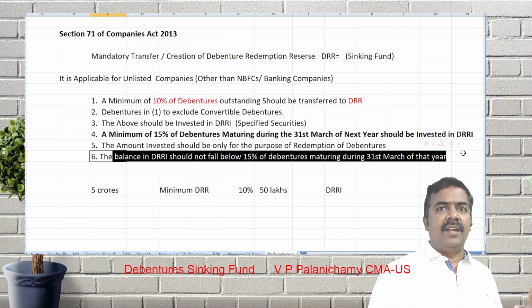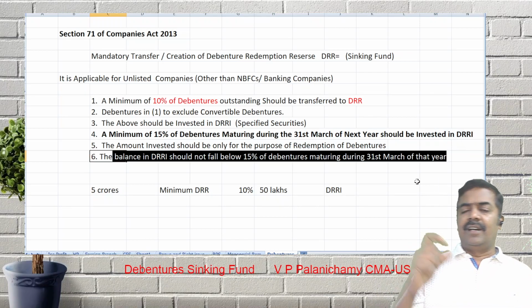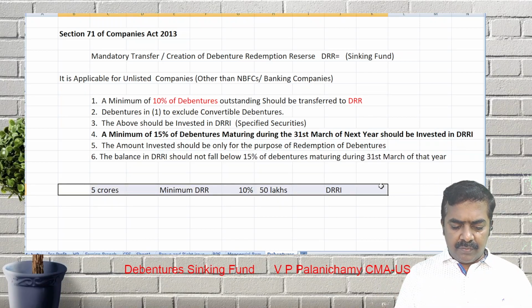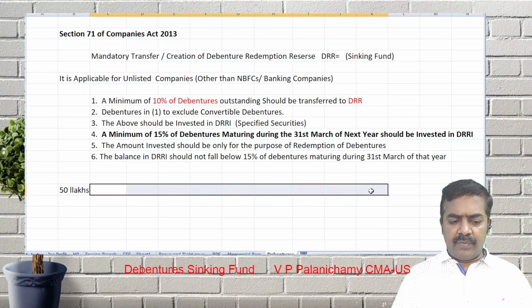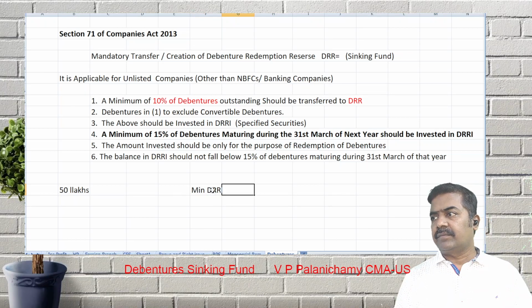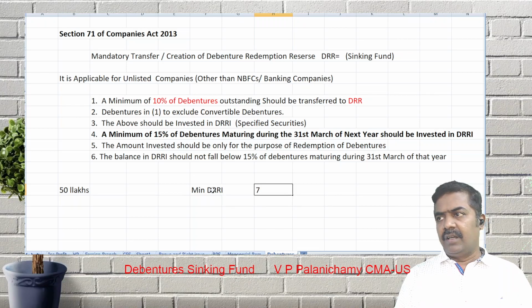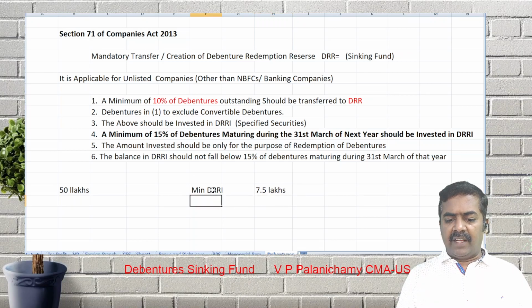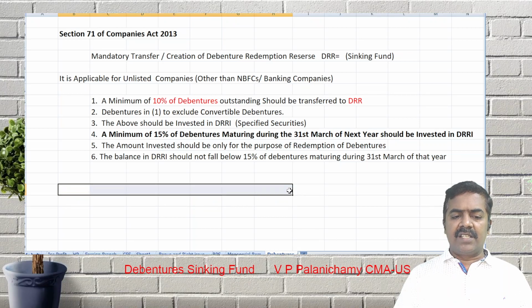For example, current yearly debentures are due for redemption now. Let us assume 50 lakhs debentures are due for redemption. What should be the minimum balance in DRRI? 15%. How much should it be? At least how much should it be? 50 lakhs into 15%, how much should it be? 7.5 lakhs. You should maintain a minimum of 7.5 lakhs in which one? Debenture redemption reserve investment. These are the conditions given by the Companies Act.